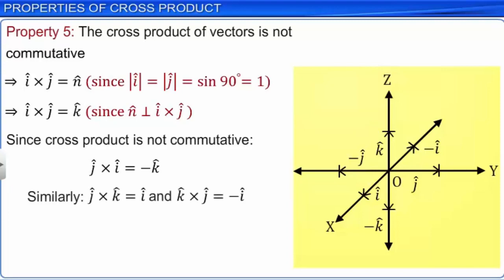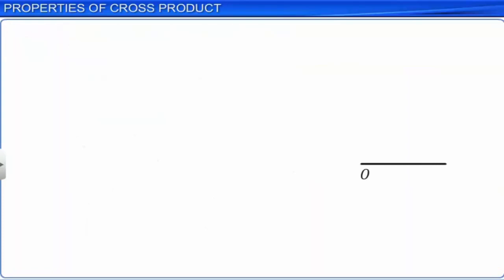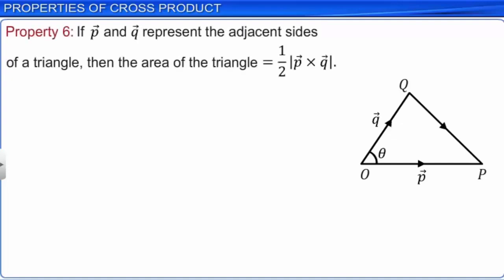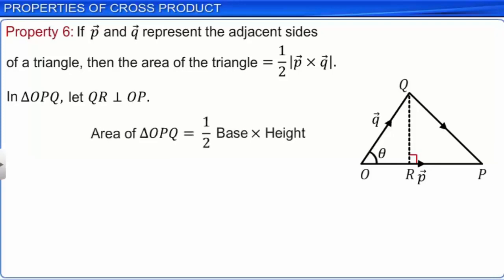Now, let us explore another interesting property that states that if two vectors p and q form the adjacent sides of a triangle, then the area of that triangle is equal to half of the modulus of the cross product of vectors p and q. To prove this property, we draw QR perpendicular to OP as shown. By formula, area of triangle OPQ is equal to half of the product of base OP and height QR.